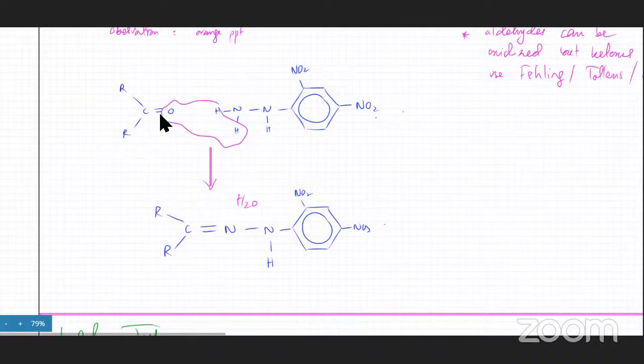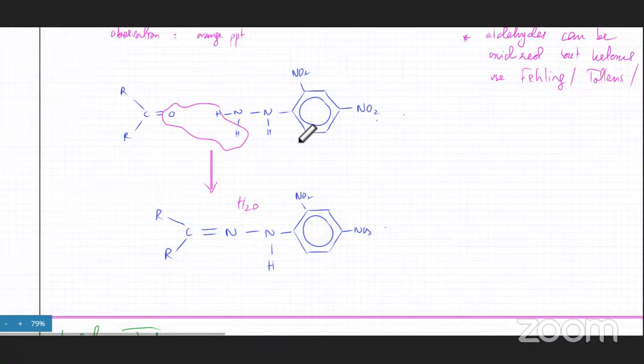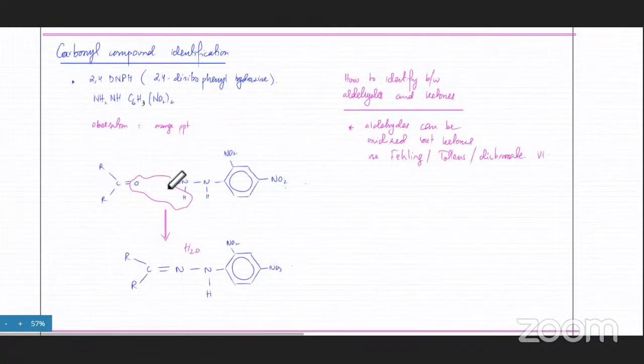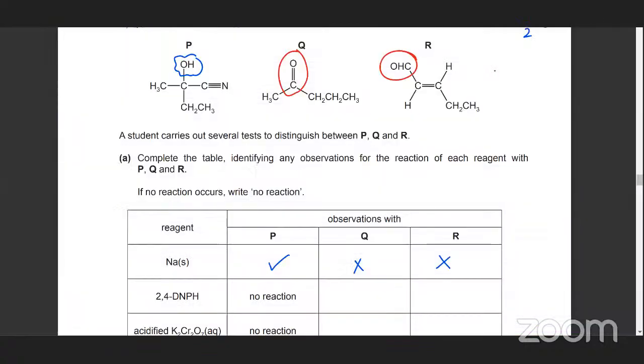ये react करता है. It's a condensation reaction. C double bond O carbonyl groups के साथ ये react करता है, and the oxygen and the H are lost. They form water, and the two bond together, form a double bond. This is the yellow precipitate that's formed with 2,4-DNPH. ठीक है, orange precipitate, sorry. That is the precipitate that's formed. And the last one would also, because it's an aldehyde, do the same.